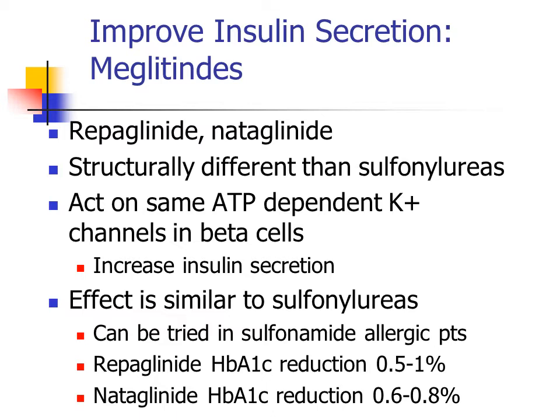As I did mention, if someone just has a mild type allergy to a sulfonamide antibiotic, such as a rash without hives, sulfonylureas usually are tolerated. However, these would be another option for you to use in those patients as well. You can see here the average A1C reductions for repaglinide about 0.5 to 1% and nateglinide about 0.6 to 0.8%. So while these don't have the same degree on the whole of reduction of A1C as the sulfonylureas, they are another option in certain patient populations.